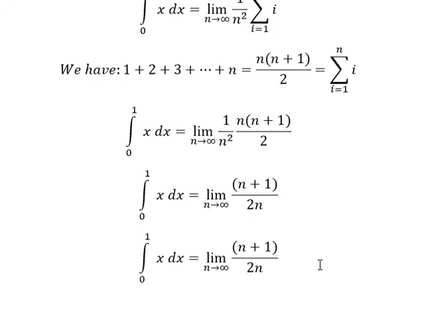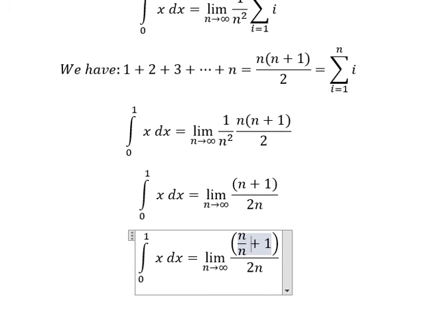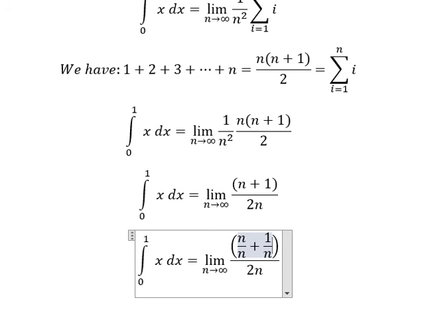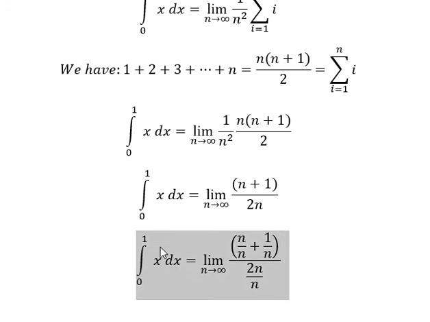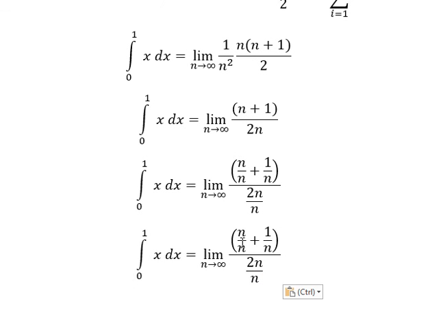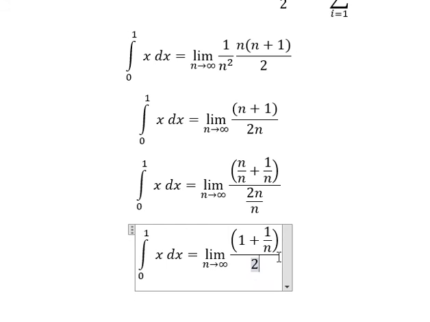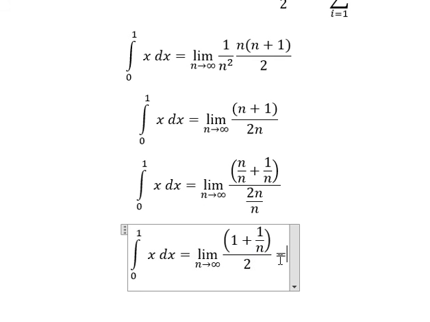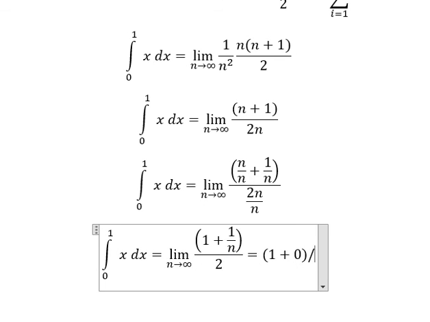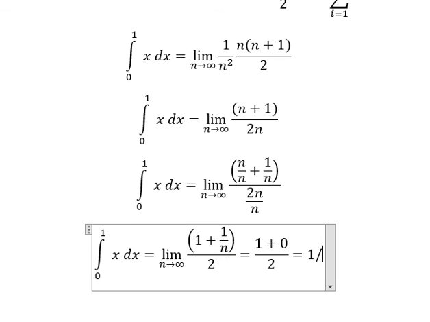Next, we divide by n on the numerator and denominator. So this one we have 1, this one we have 2. So when n approaches positive infinity, 1 divided by positive infinity, you get 0. And we have 1 over 2.